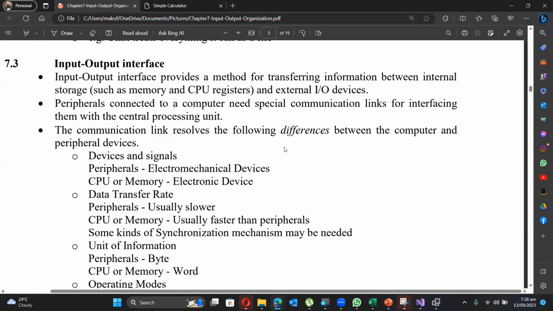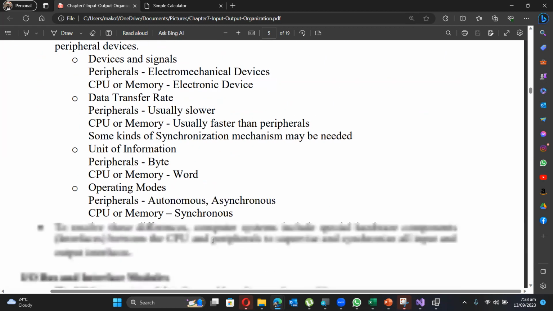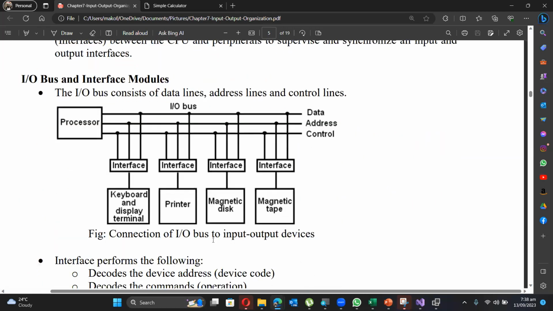So those interfaces, the job is not just to connect the thing to the PC, it's to give it power, to make sure that it is working well, to make sure that the data transfer is correct, and so on and so forth. So they have jobs to play too.